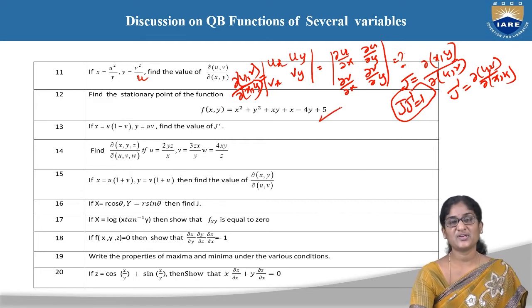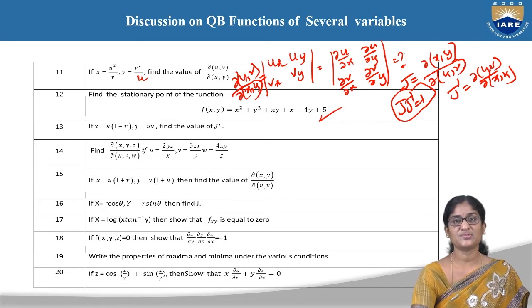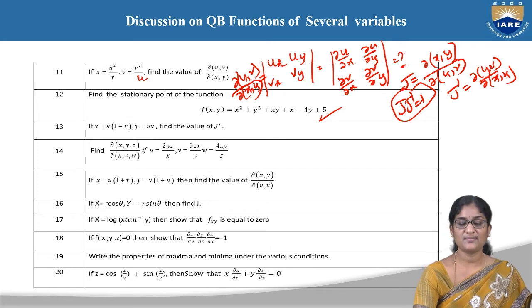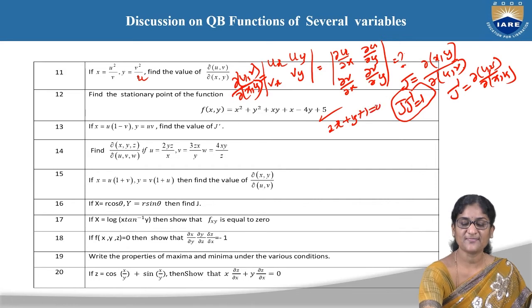By equating the first order derivatives to 0, we can find out the stationary points. So what are the first order derivatives? Dou f by dou x is nothing but 2x plus y plus 1 is equal to 0. This is the first equation.